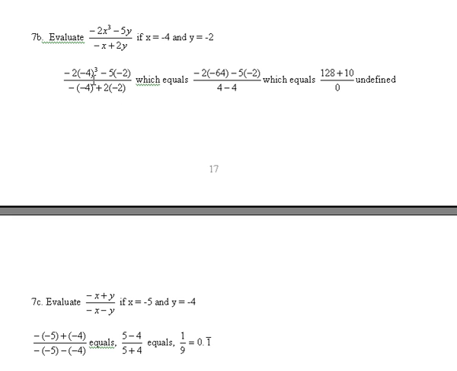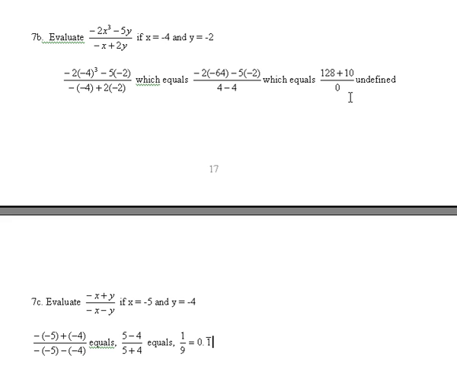Now do your exponents next. So we'll have -4 cubed, which is -4 times -4 times -4, which is -64, and that's all I did there. And down on the bottom, the negative of -4 is 4, plus 2 times a -2. Well, 2 times -2 is a -4, and plus a -4 is the same as -4. Up on the top, -2 times -64 is 128, and -2 times 5 is -10, and subtracting off a -10 is the same as adding 10. And on the denominator, we got 4 minus 4, which is 0.